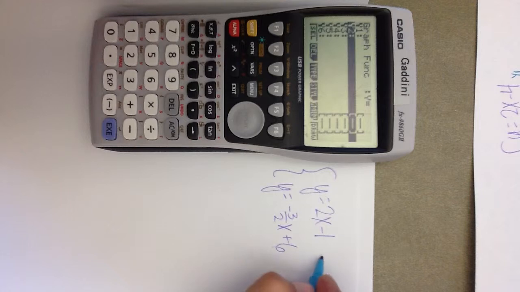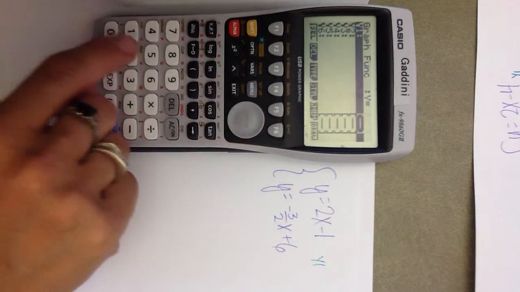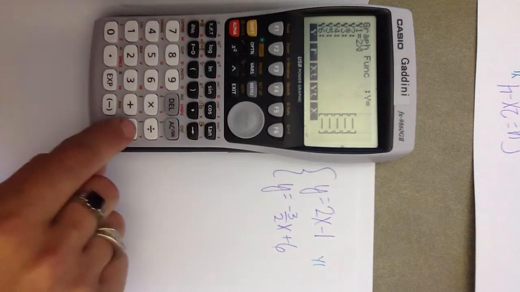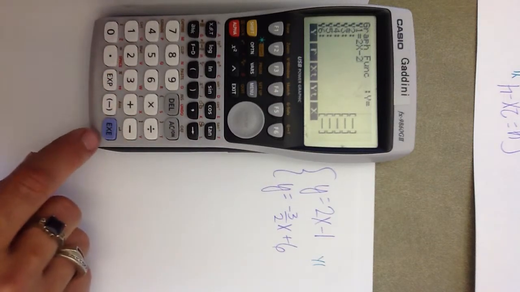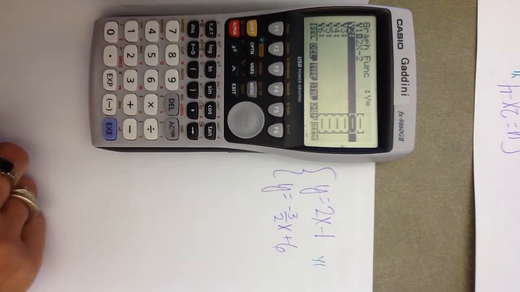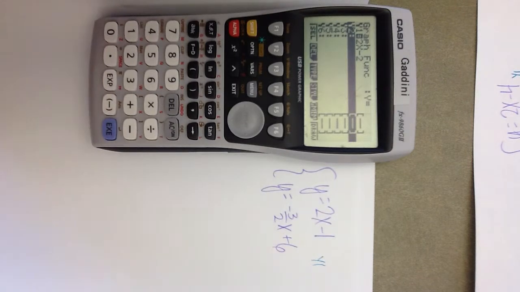So in my y1, I'm going to type in 2x minus 1. 2x minus 1, and execute to store that. And then in the y2, I have negative 3 halves x plus 6.